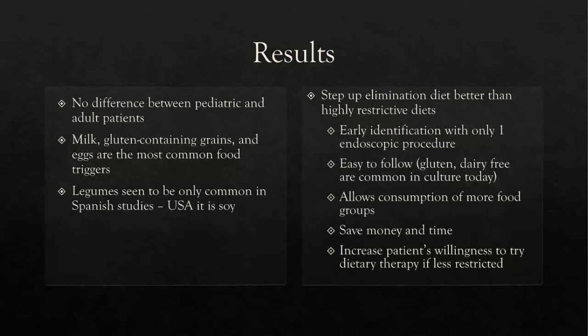The step-up elimination diet is better than doing the highly restrictive elimination diet, I think, because number one, it early identifies the triggers with only having to do 1 scope instead of having to do 6. And it includes diets that are easy to follow in our culture today, because gluten and dairy-free diets are very common in our culture.